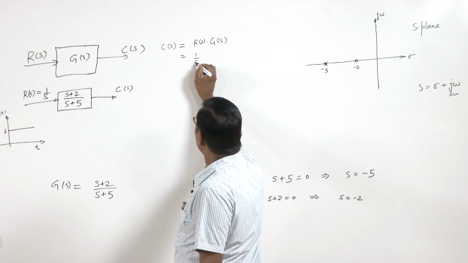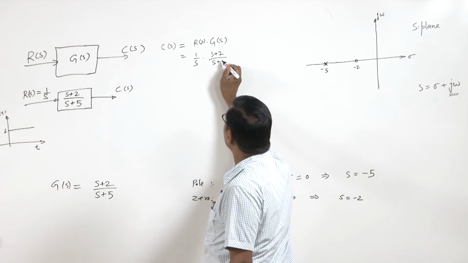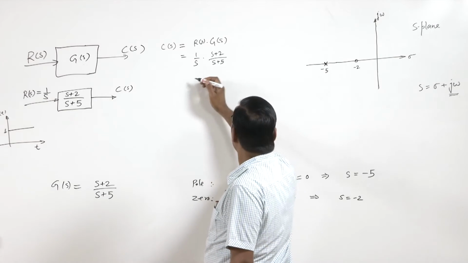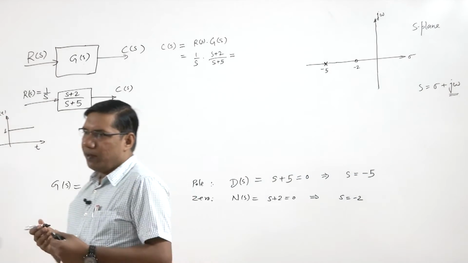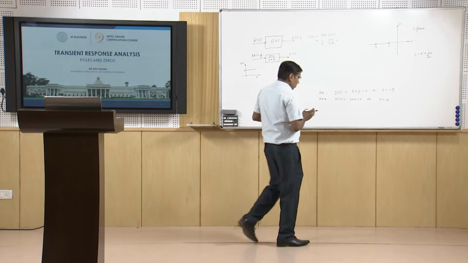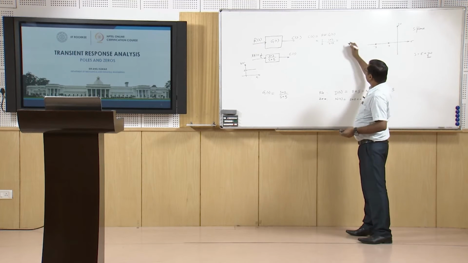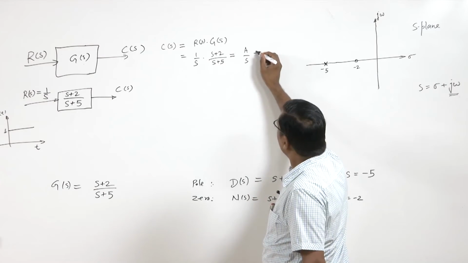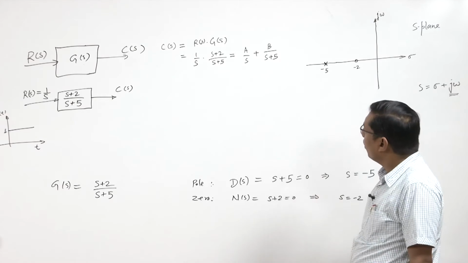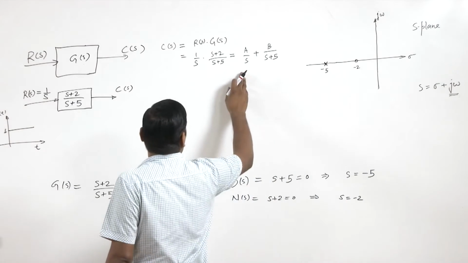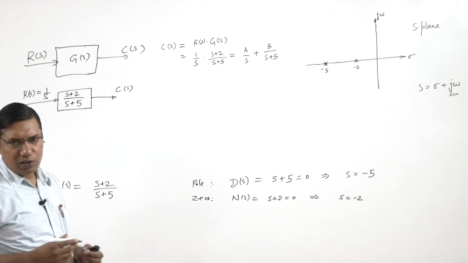So R(S) is 1 by S, and G(S) is (S plus 2) by (S plus 5). Now we will use partial fractions to break this function into A by S plus B by (S plus 5). So we break this into two parts, where A and B are constants or coefficients.